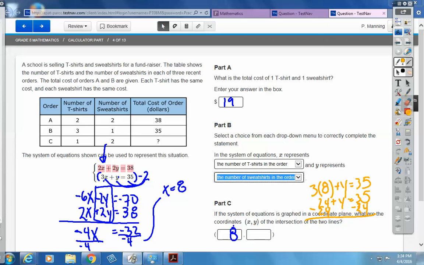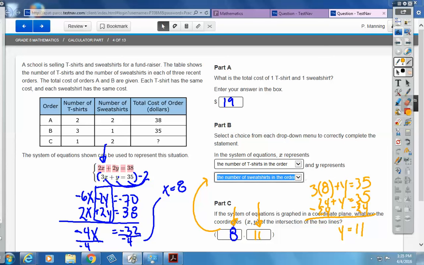So 24 minus 24 is 0. y plus 0 is y. 35 minus 24 is 11. So that means each t-shirt costs $8, and each sweatshirt costs $11, which makes me think for a second that we should revisit this idea right here.